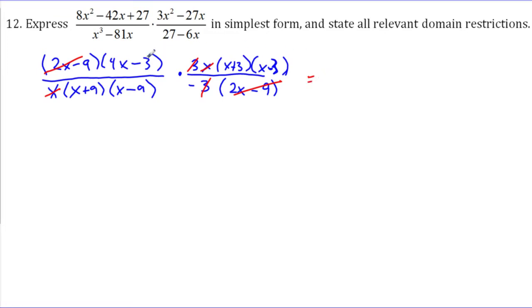So I'm going to now gather up what's left over. I have 3 factors in the numerator. I have 4x minus 3. I have x plus 3. And I have x minus 3. And in the denominator, I have x plus 9 and x minus 9.